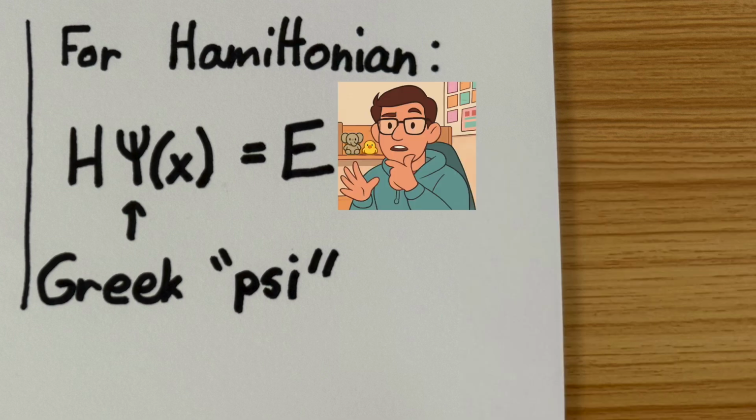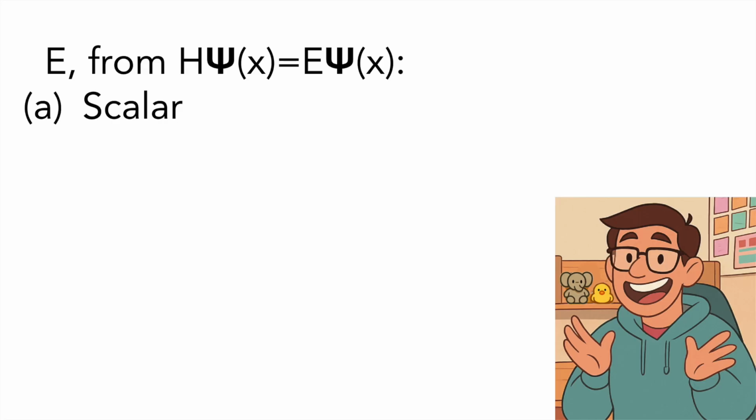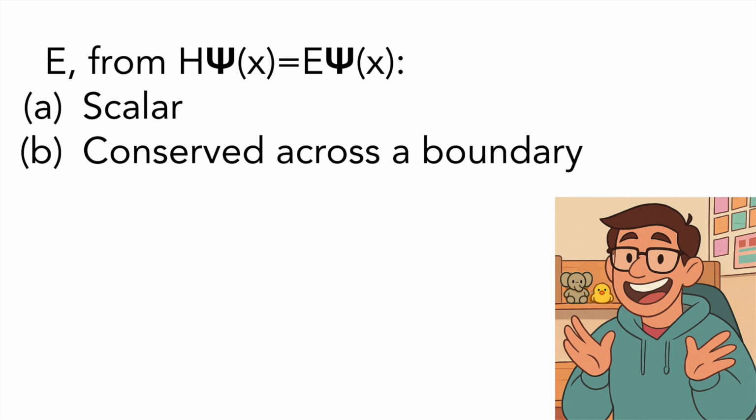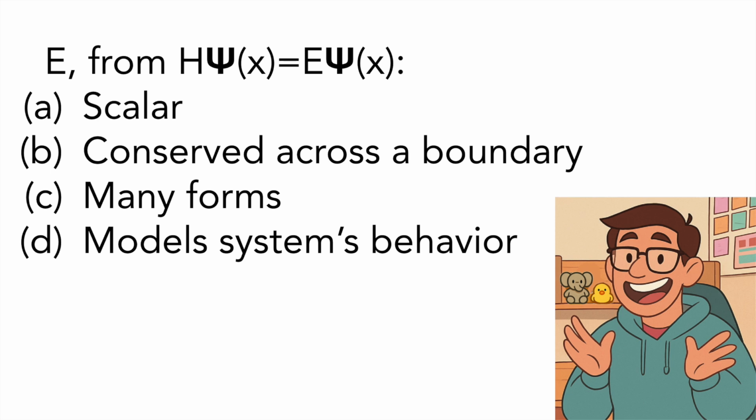Let's take a look at this mysterious value E. What exactly is it? Well, physicists proved that E is a scalar quantity. They also showed that it is conserved across a boundary. They even showed that it comes in many different qualitatively distinct forms. And to top it all off, we've even found that this value E models a system's behavior. In short, E is energy.